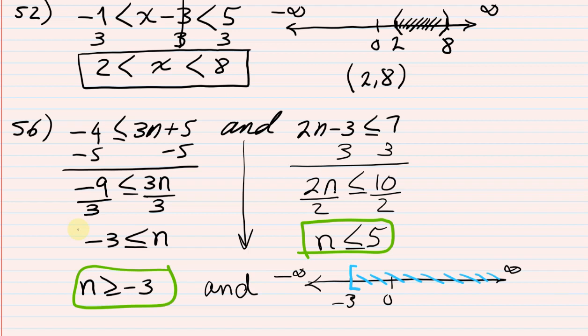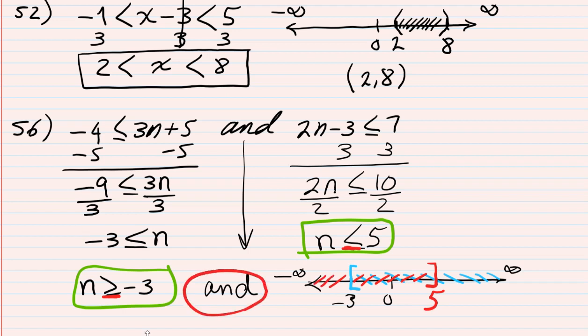Now the other inequality, n less than or equal to 5. So let's say this is where 5 is. So here's 5. And again, because equality is in there, see the equal sign in both of these, we use brackets. And less than or equal to 5, so I'm going to shade like that.